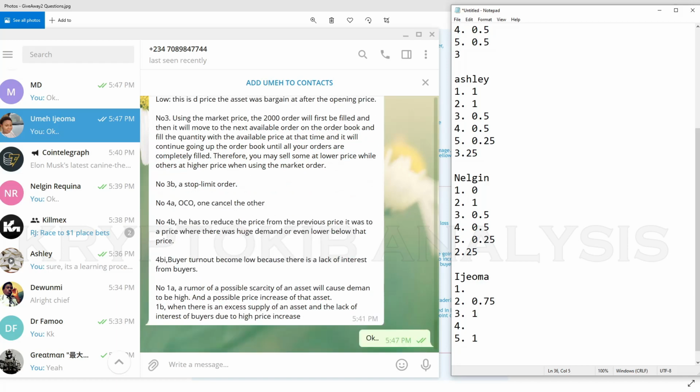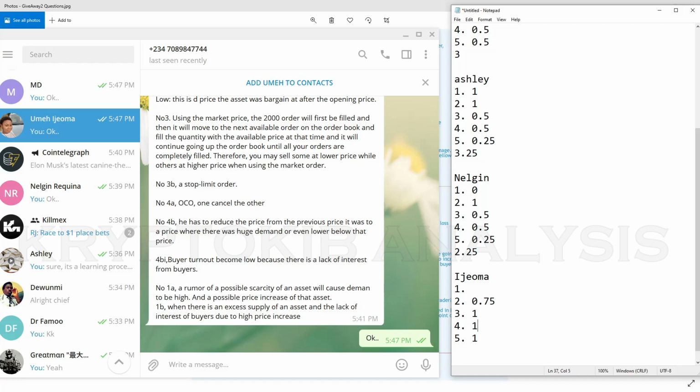Then for an OCO, one cancels the other. That's 0.5 so far. Then the B, he has to reduce the price from the previous price it was. That's correct. Then buyer orders became so low because there is lack of interest. Oh, perfect. I clap for you for that one. I was expecting that lack of interest. When I was talking to you about that, I mentioned that lack of interest too. That is my own keyword. So that one is correct. 1 full point.